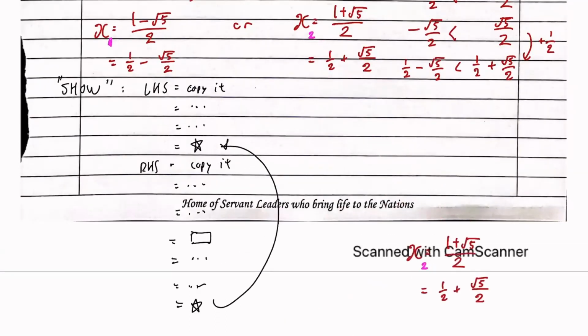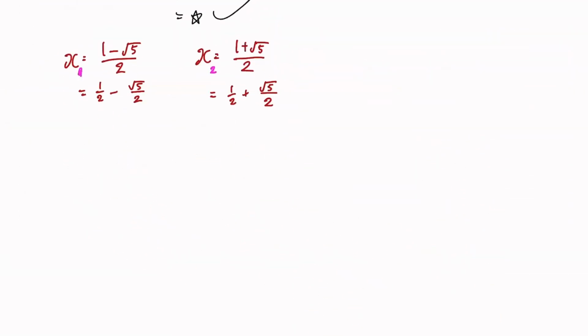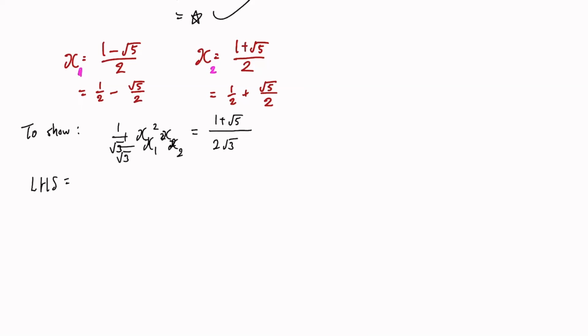So x1 and x2. Then what do we want to show? We want to show that. Let's just write down the question first. To show that 1 over the square root of 3 multiplied by x1 squared times x2 is equal to 1 plus square root 5 divided by 2 root 3. So I can start with left hand side. It's equals to copy and paste, right?